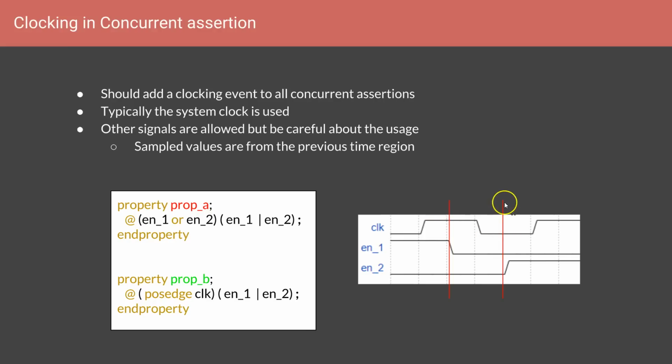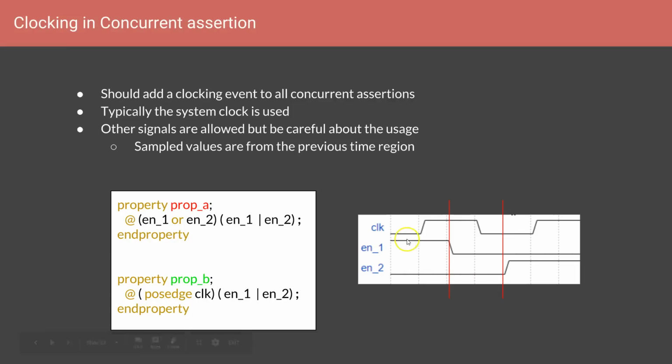But at the second evaluation point, when enable 2 is changing, because enable 2 is also given in the sensitivity list of this property, the concurrent assertion will be evaluated with the values of the previous time region, which is enable 1 is 0 and enable 2 is also 0. Even though enable 2 is going high at this point, it won't be reflected when the assertion is evaluated, and this will cause the assertion to fail at this point.